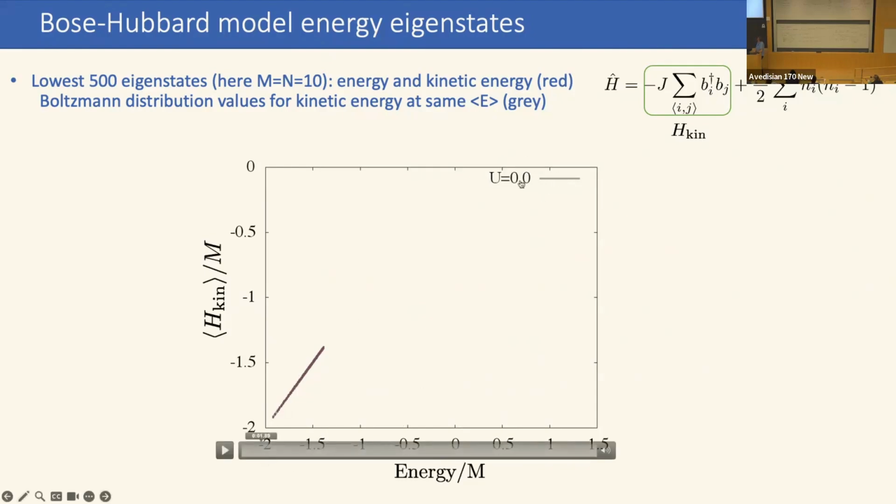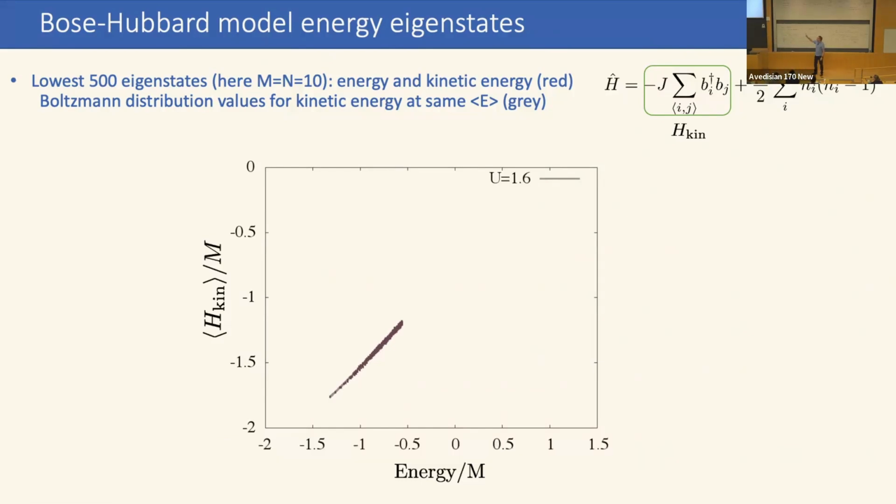Here U is equal to 0, and so this is a straight line. It is trivially a straight line because U is 0, and so the only term is the kinetic energy. So at this point, the expectation value of the kinetic energy is the same as the expectation value of the energy, because this is the only non-zero term. But if I go on a little bit, you can see what happens as I start to increase U, and now I can start to ask sensible questions. My U is now 1.6 times J, where J was 1 in this calculation.